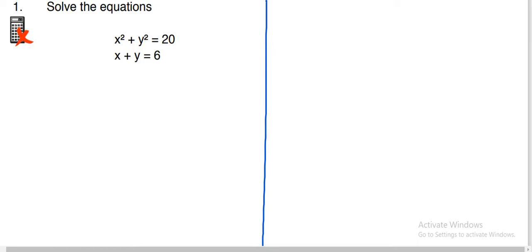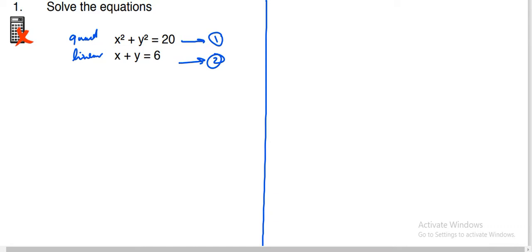Question 1. Solve the equations x power 2 plus y power 2 equal 20 and x plus y equals 6. Here we can see that this is a quadratic equation and this is a linear equation. So we have two equations of different types, one linear and one quadratic. To solve this system of equations, we'll use the substitution method.